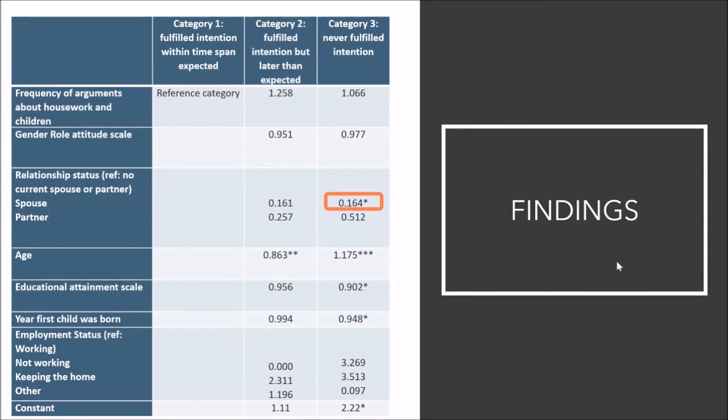If you don't have a spouse or partner, it's difficult to have a second child. Age was also strongly predictive: the older you are, the more likely you are to end up in the never fulfilled intention category. Education also matters: the more educated you are, the less likely you are to be in category 3. And year first child was born: the more recent the first child was born, the less likely you are to be within this category 3.